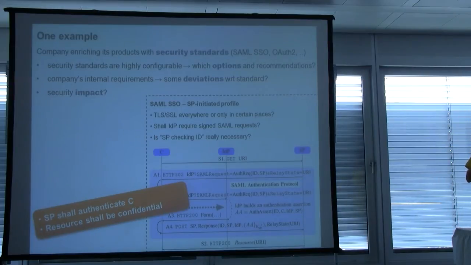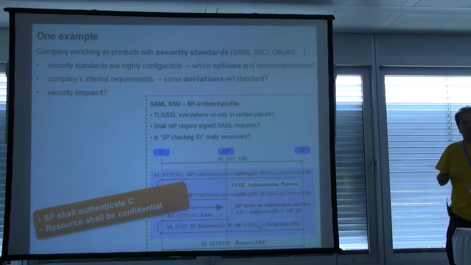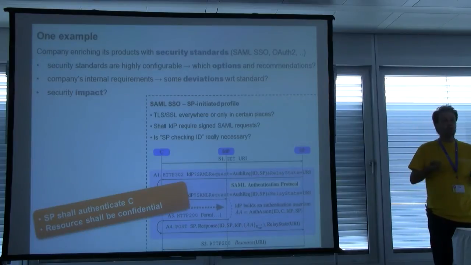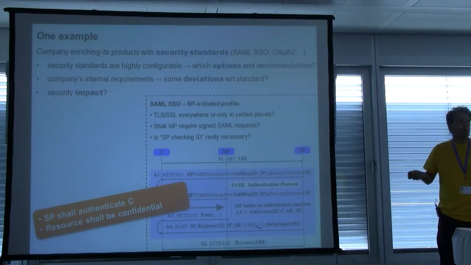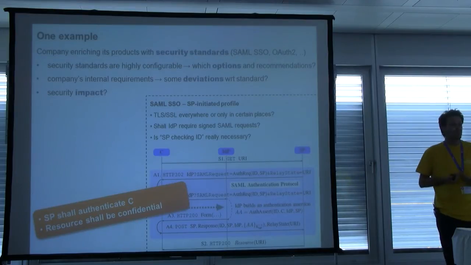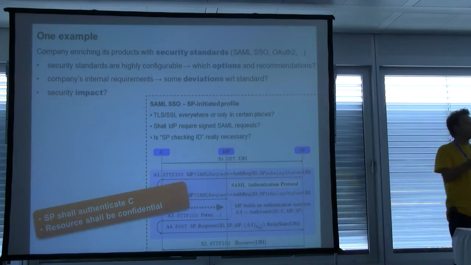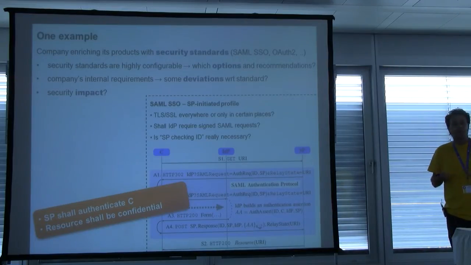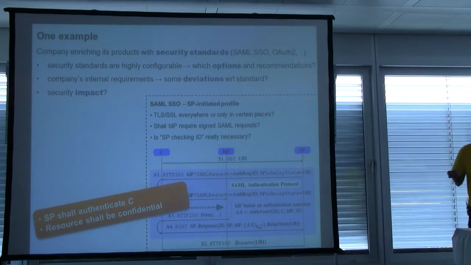The specification is presenting you a lot of options, because at the end of the day, the security standard wants to be usable in multiple environments. So you can imagine it's highly configurable. You can also imagine that the company itself might have its own internal requirements that perhaps do not match completely what is written in the standard. So perhaps the company needs to do some deviation from the standard.